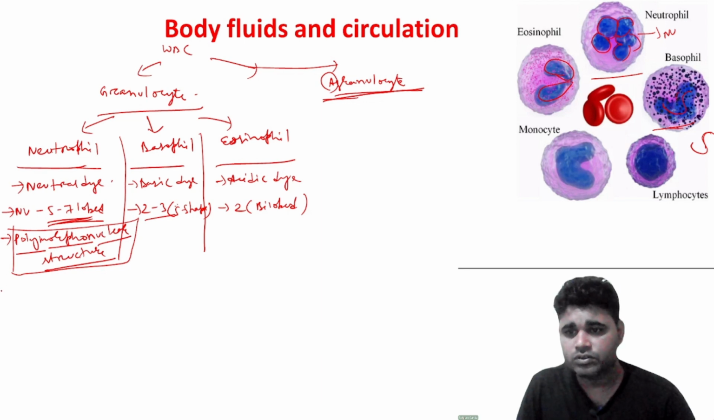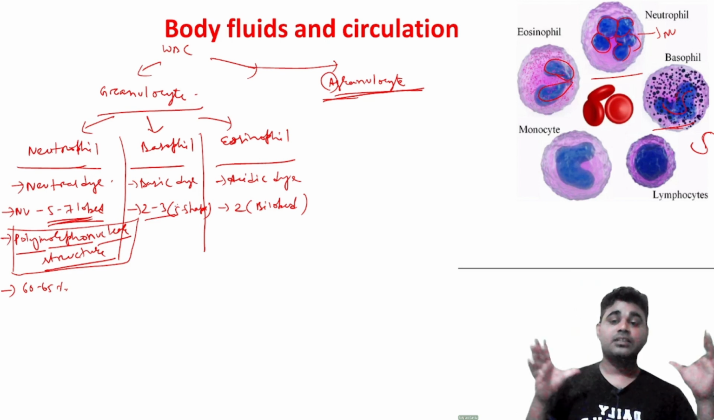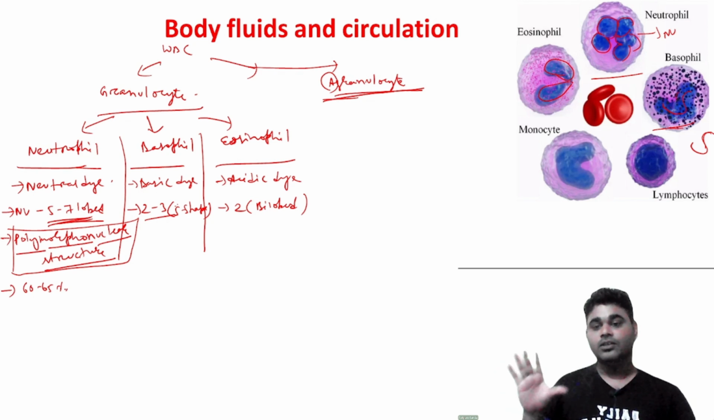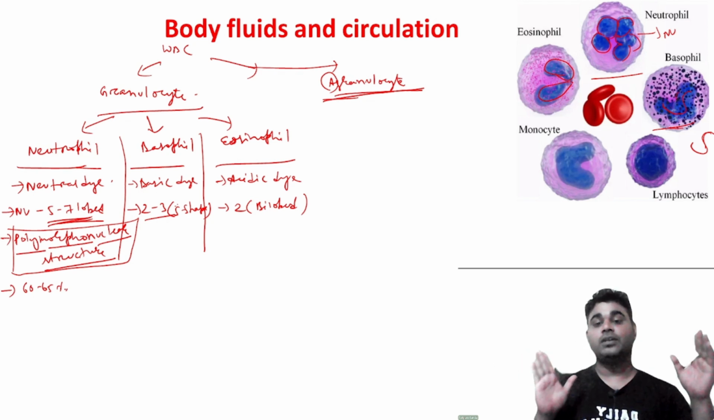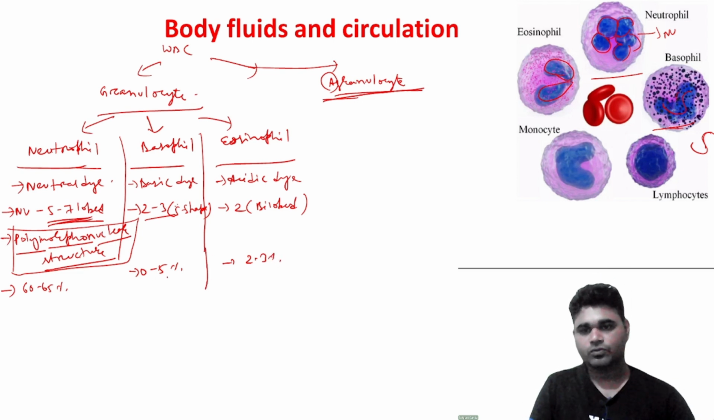If we look at the concentration, the neutrophil is 60 to 65% of the total WBC. That means the most abundant WBC is the neutrophil, which makes up 60 to 65% of the total WBC, while the basophil is only 0 to 5%, and the eosinophil is 2 to 3% of the total WBC. So this is the concentration.